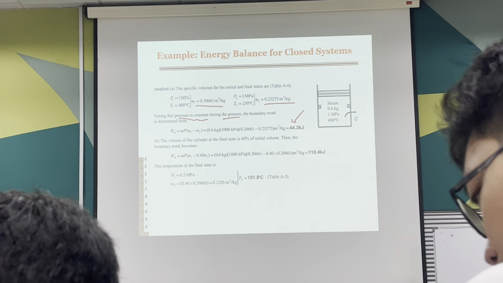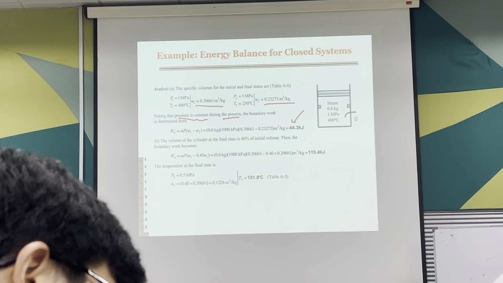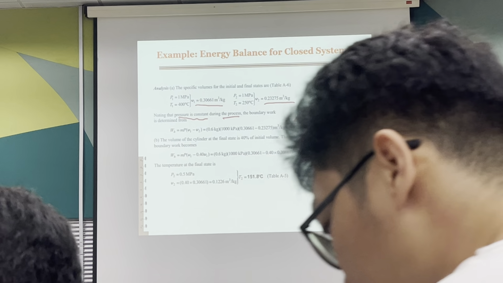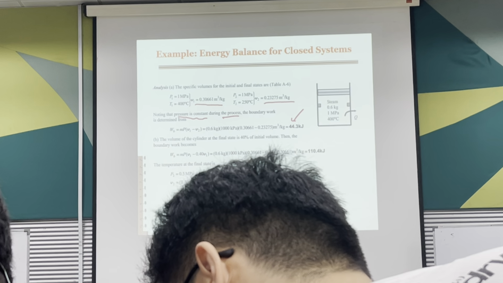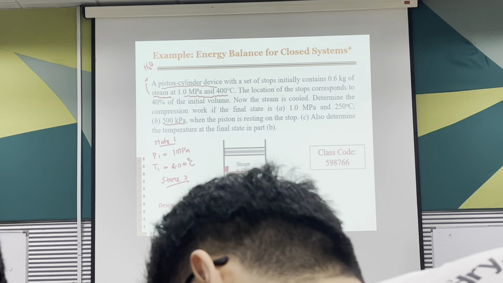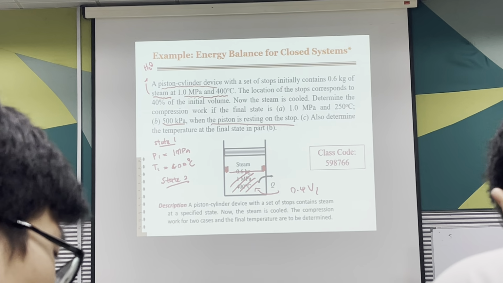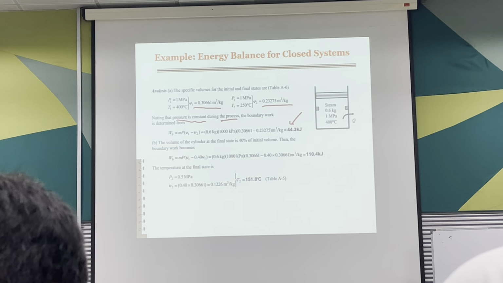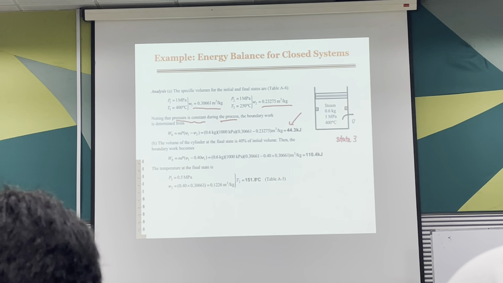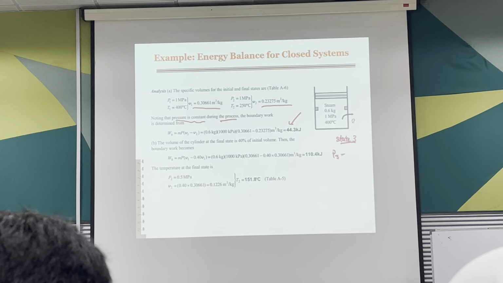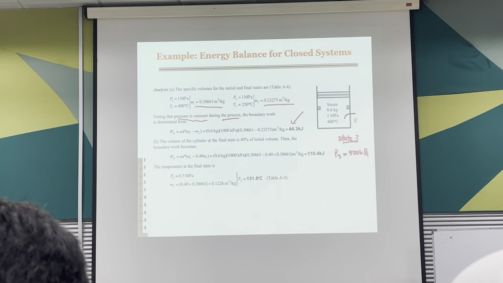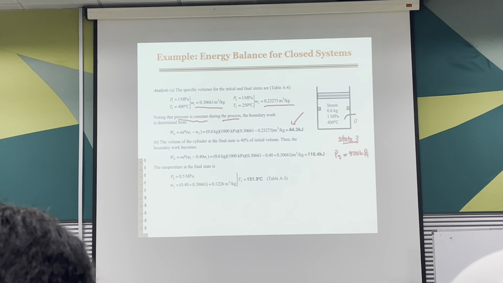Okay, if you understand part A, now part B will be slightly more complicated. What is given in the question is, let's look back. You are told that the pressure is 500 kilopascal when the piston is resting on the stop, right? So in state 3, P3 is 500 kilopascal. What else do we know? We know that the piston is resting on the stop. What can you gather from this information?